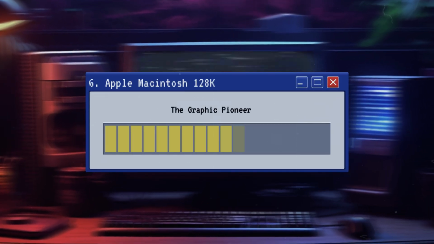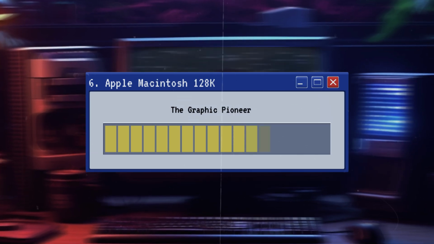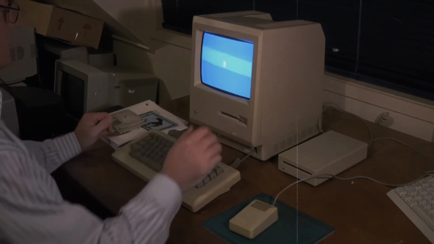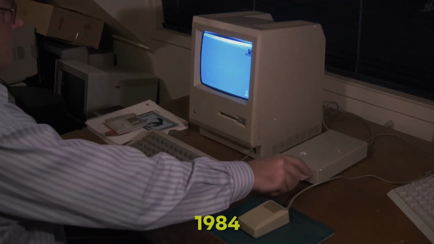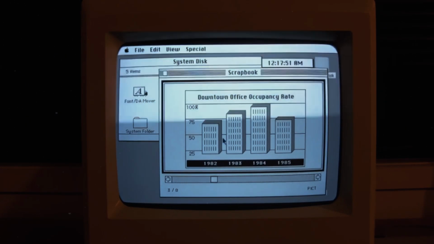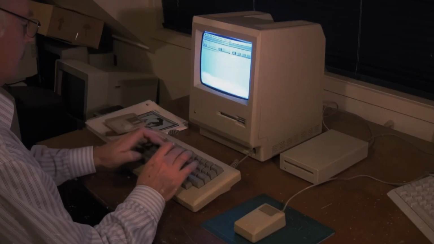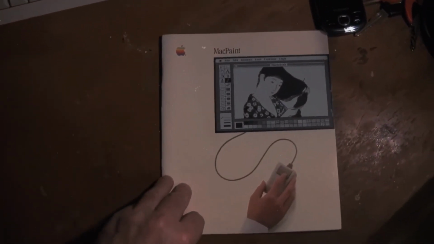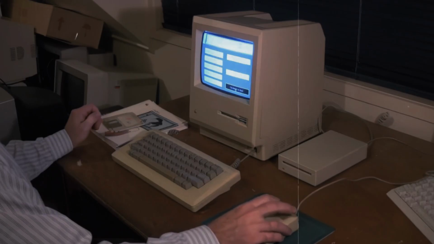The concept of standardized computer was truly born with the IBM 5150. Number 6. Apple Macintosh 128K, the graphic pioneer. Apple was the next big company that broke the monopoly of IBM in the personal computing space. Released in 1984, the Macintosh 128K revolutionized computing with its graphical user interface, GUI, and mouse-driven controls. Hello was its first word to the world, quite literally.